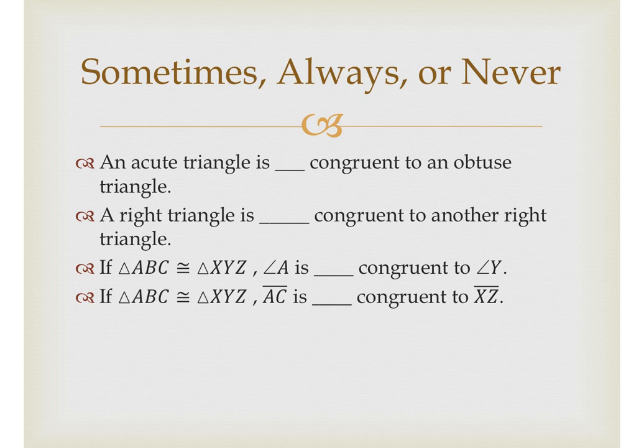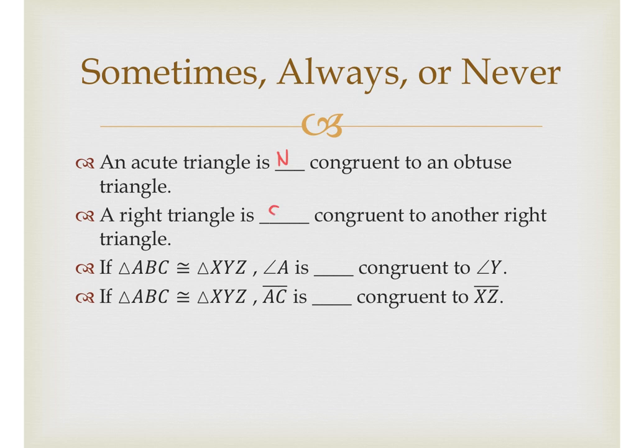Last thing we got to go over is a few sometimes, always, and never ones. Again, I can hear your joy through the screen. So, here we go. An acute triangle is never congruent to an obtuse triangle. In order for 2 triangles to be congruent, the angles have to match. The obtuse angle will never match with an acute angle.